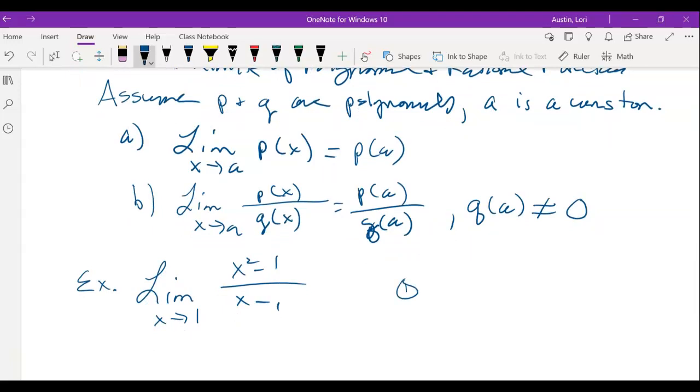Step 1, always try just plugging it in. Can I just plug in 1? Well, real quick, if you try to plug in 1, you get 1 squared minus 1 over 1 minus 1. No. Oh, this is where the fun begins. This is where the algebraic manipulation comes into play. And we got to figure out, what can I do with that limit algebraically that doesn't change its value, but I can play around with it.